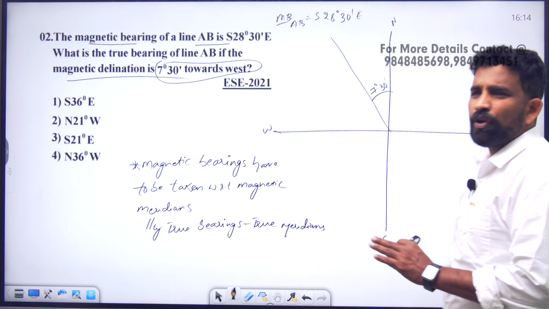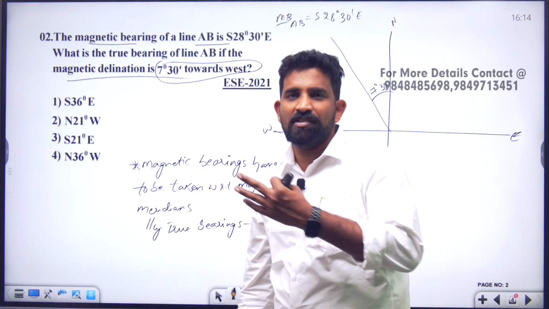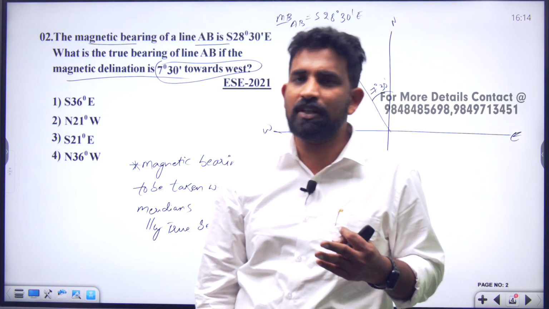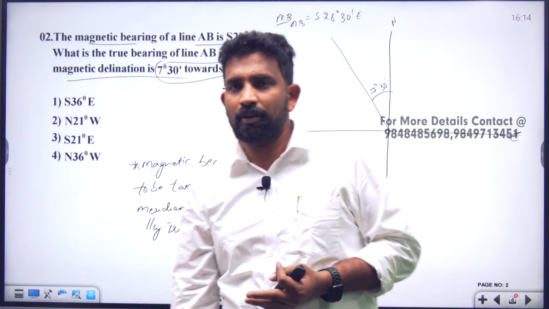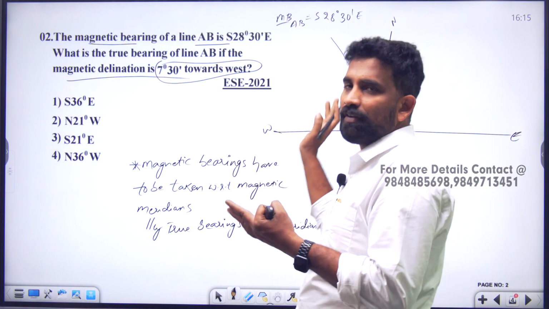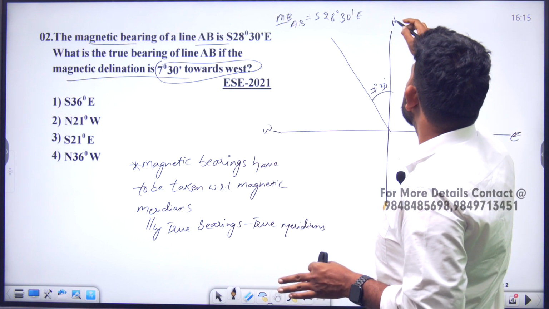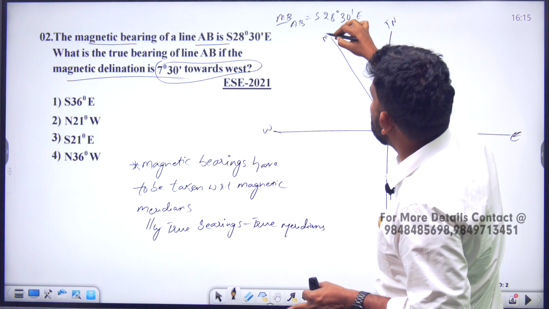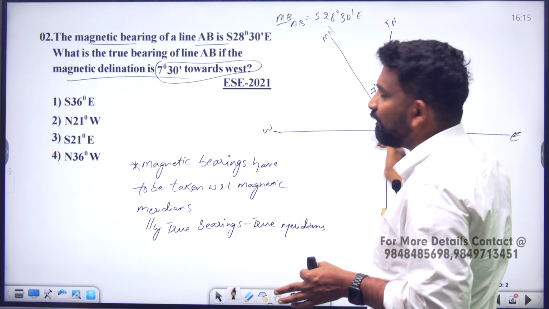Okay, so no need to follow any kind of formula taking western declinations as negative, eastern declinations as positive. No need to deal with all these kinds of situations. Just simply draw all the values that are given in the question. That is enough. Now this is your true north, and obviously this will be the magnetic north, and this angle is nothing but the magnetic declination.